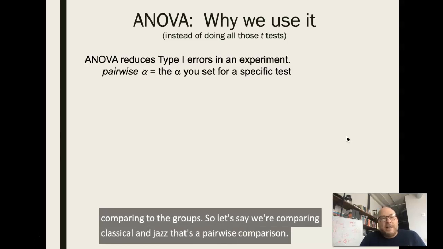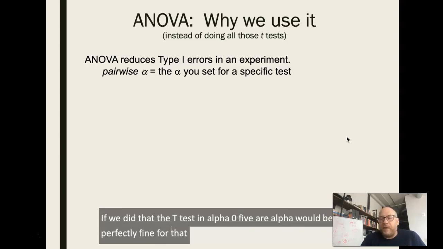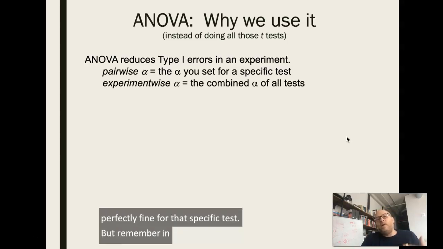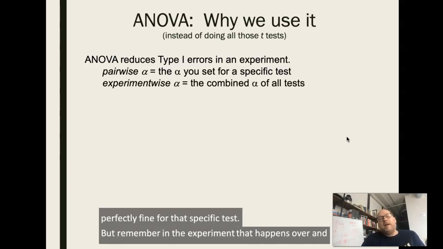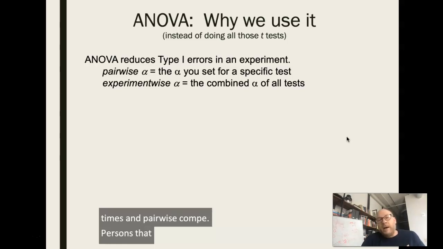If we did that with the t-test and an alpha of 0.05, our alpha would be perfectly fine for that specific test. But remember, in the experiment, that happens over and over again. And if you reject the null hypothesis multiple times in pairwise comparisons, that alpha starts to add up.